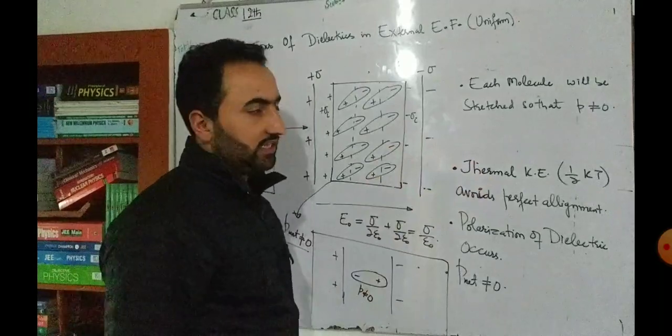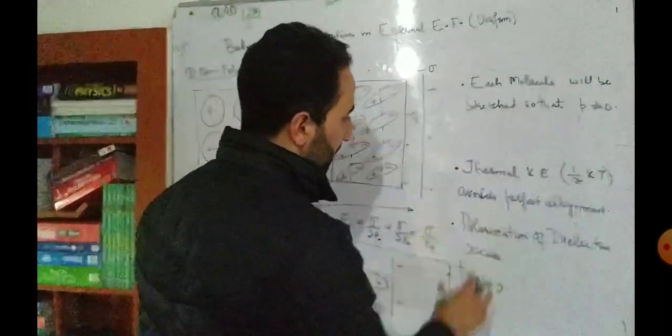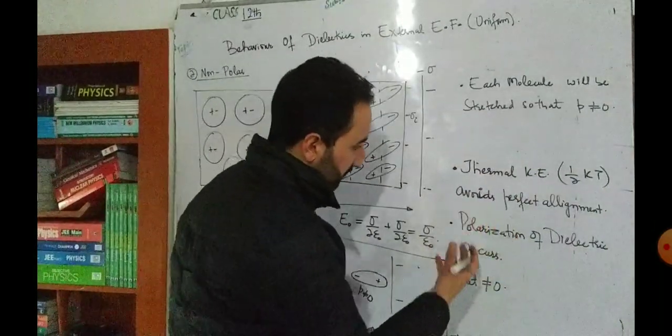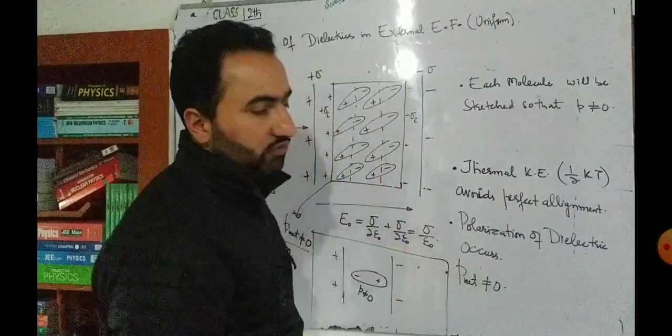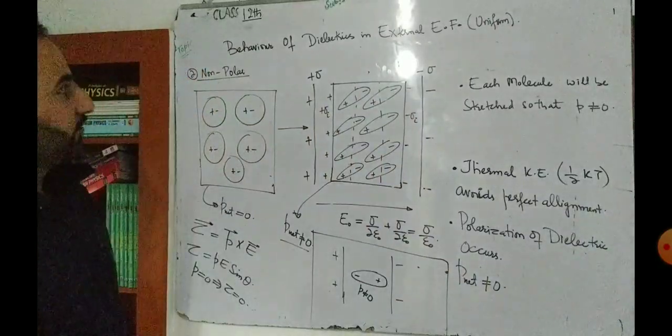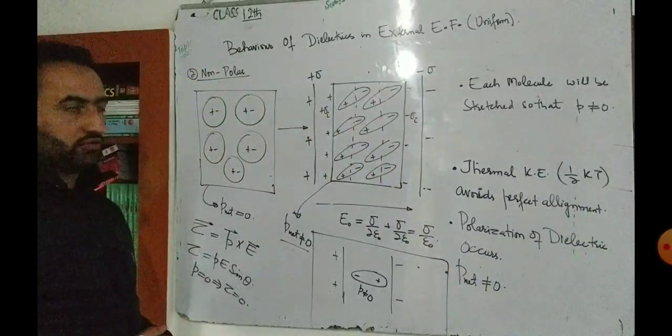This point is common. Then there is thermal kinetic energy which will avoid the perfect alignment. Then again polarization of the dielectric occurs. Obviously this face develops negative, this face develops positive. Net dipole moment is not equal to 0. So again pause the screen and write it down, up to here.